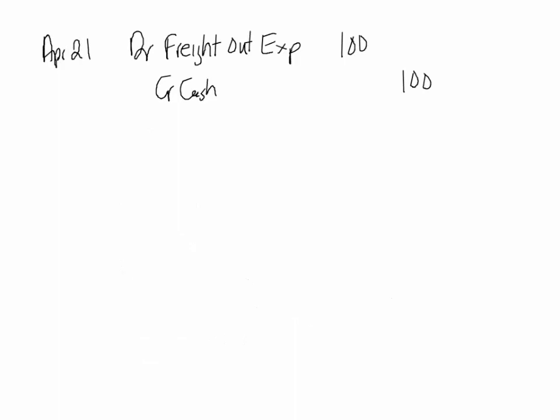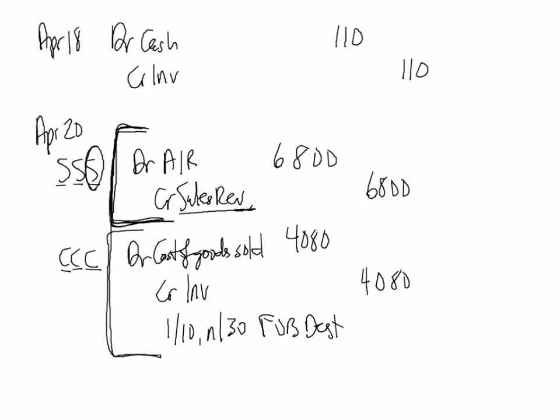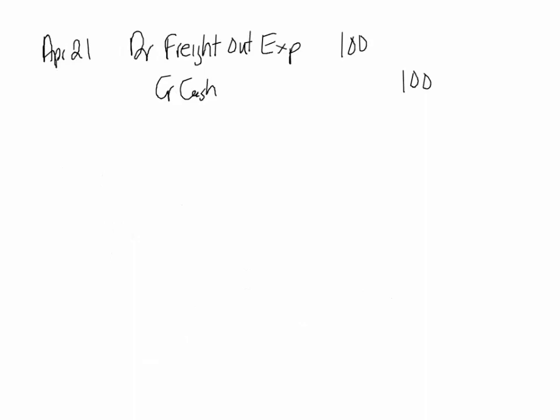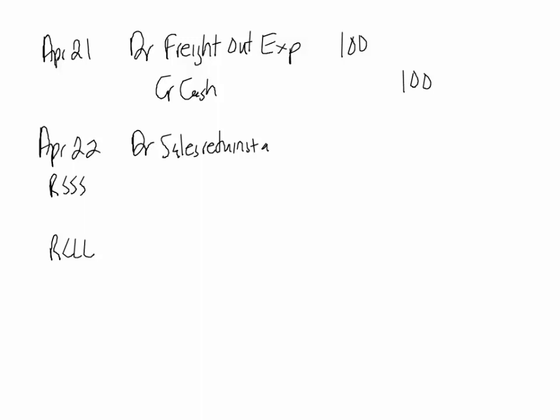Always look at the original entry to reverse it. You're going to flip it, but there's a catch here. We can't use sales revenue. We're going to use sales returns and allowances. So on the 22nd, I'm going to reverse the SSS, and I'm going to reverse the CCC. So this is going to be a debit to sales returns and allowances. And that's going to be for the selling price, $1,000, and it's going to be a credit to accounts receivable because we no longer have a legal right to collect $1,000 from our customer because they returned the inventory.